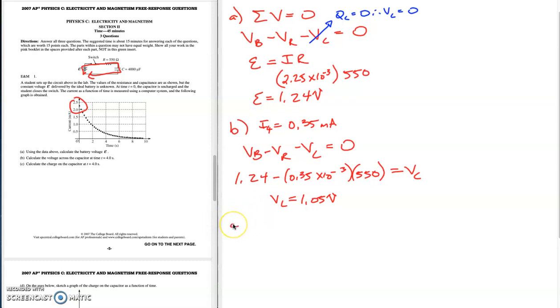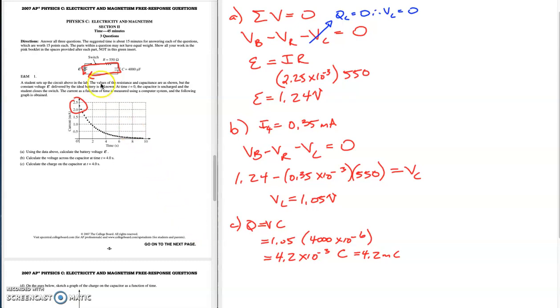Part C. The charge on the capacitor. Okay, well, if we know what the voltage across the capacitor is, then we can figure out the charge on the capacitor. So 1.05 volts times 4,000 micro, times 10 to the minus 6th, gets us 4.2 times 10 to the minus 3rd, and that's coulombs. You could also have 4.2 millicoulombs.